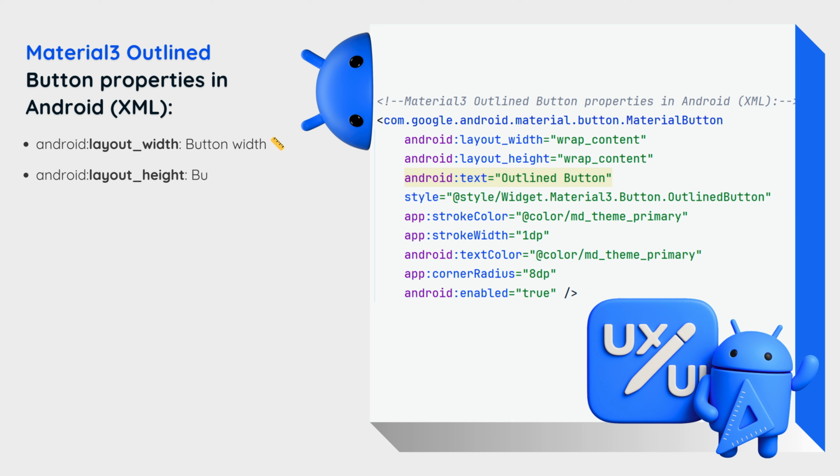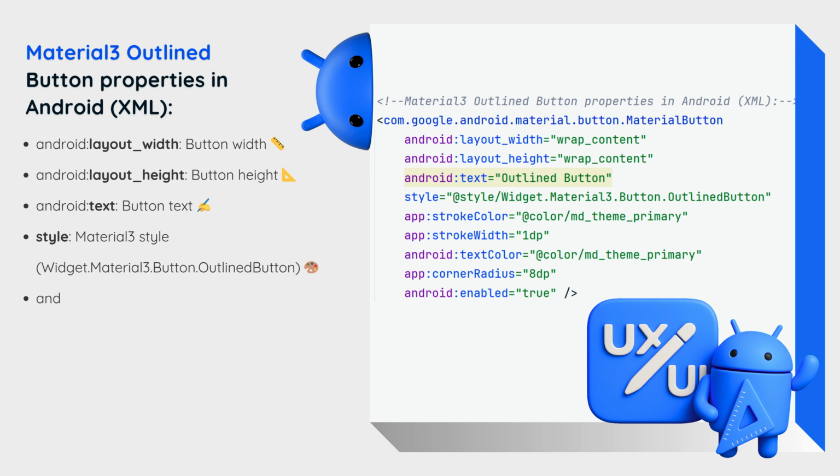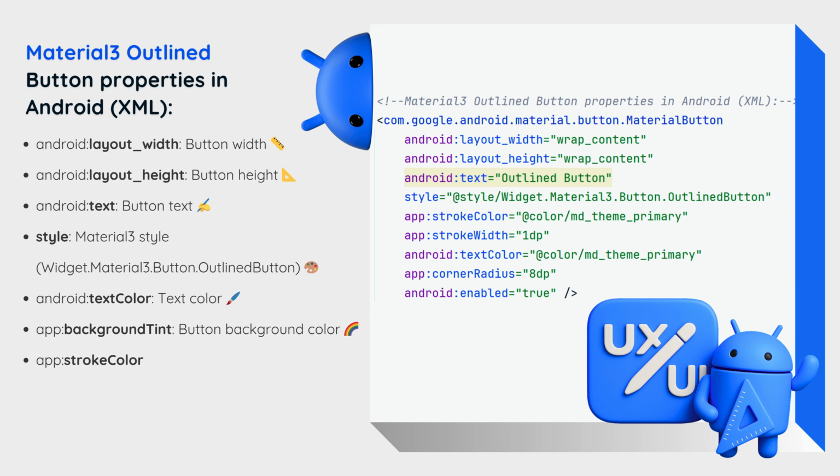android:layout_width and android:layout_height define the size of the button. android:text sets the text displayed on the button. Use the style Widget.Material3.Button.OutlinedButton to apply the outlined look. android:textColor sets the color of the text. app:backgroundTint allows you to change the button's background color, though it's usually transparent by default.